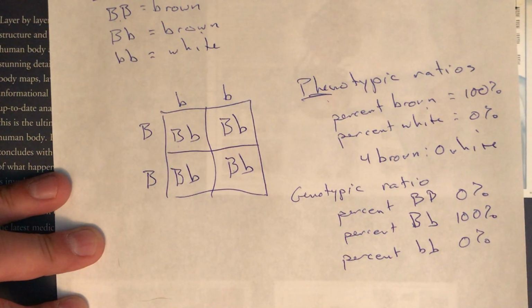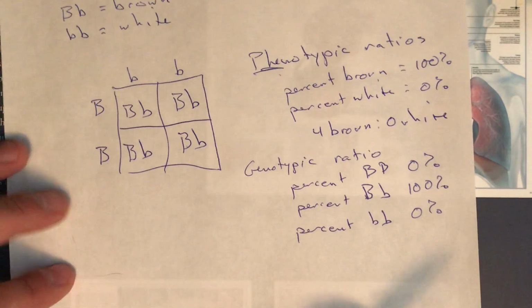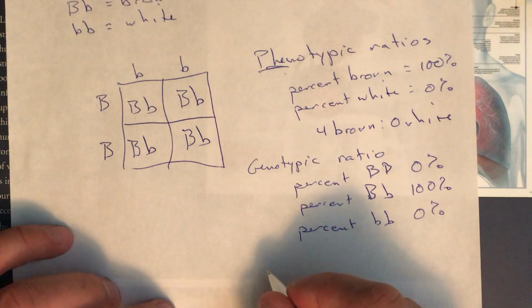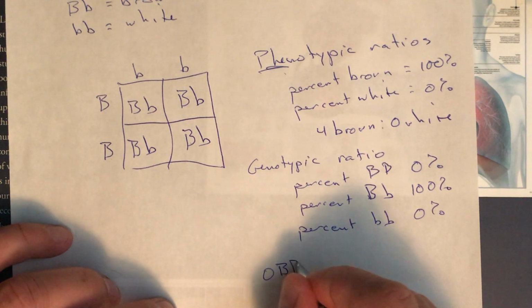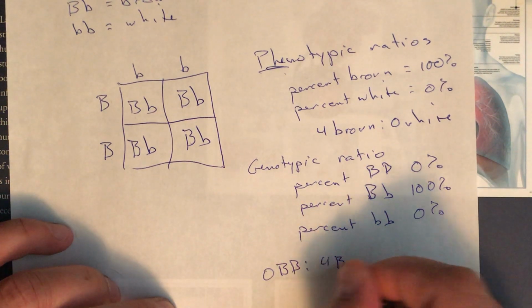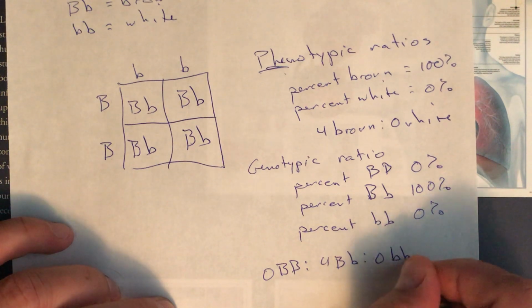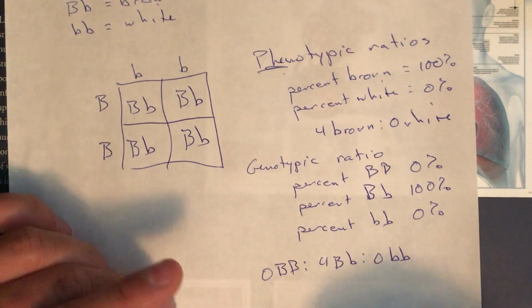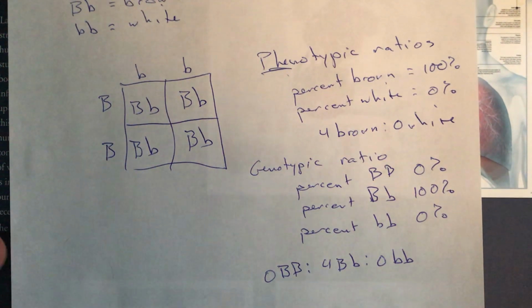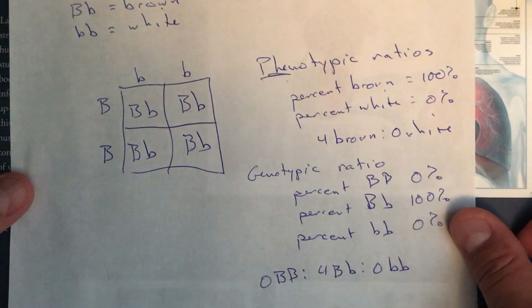If we were going to do a ratio, now you have to be specific on the ratio, right? You have to make sure you're telling me everything here. You would say 0 big B to 4 big B to 0 little b. Okay, and so that's basically the method that we're going to use to solve Punnett squares.